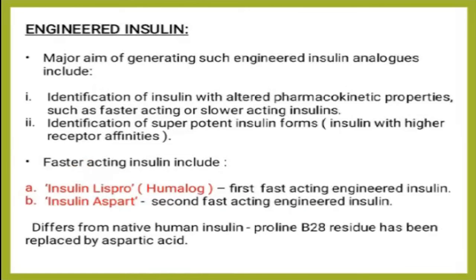Next one, engineered insulin. The major aims of generating such engineered insulin analogs include identification of insulins with altered pharmacokinetic properties, such as fast-acting and slow-acting insulin, and identification of superpotent insulin forms. Fast-acting insulins include human insulin Lispro, or Humalog, which is the first fast-acting engineered insulin. Insulin aspart is the second fast-acting engineered insulin. They differ from native human insulin in that the proline B28 residue has been replaced by aspartic acid. Native human insulin possesses proline B28, and in this fast-acting insulin, it is replaced by aspartic acid.